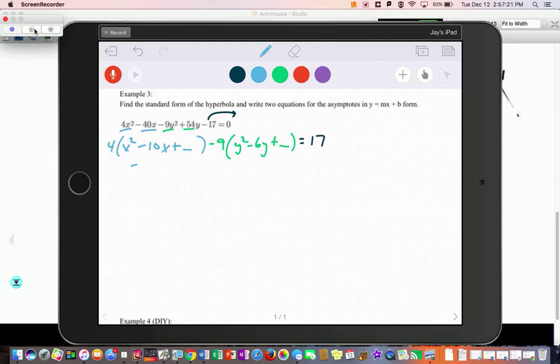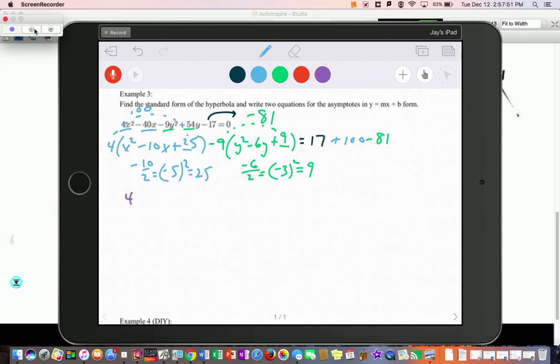So I will take negative 10, divide by 2, I get negative 5. I square it, I get 25. So I'm going to add 25. But that's 100. So I'm going to add 100 over here. And then I take my negative 6, divide by 2, I get negative 3. Square it, I get 9. So when I put 9 here, that's negative 81. So I have to subtract 81 over there.